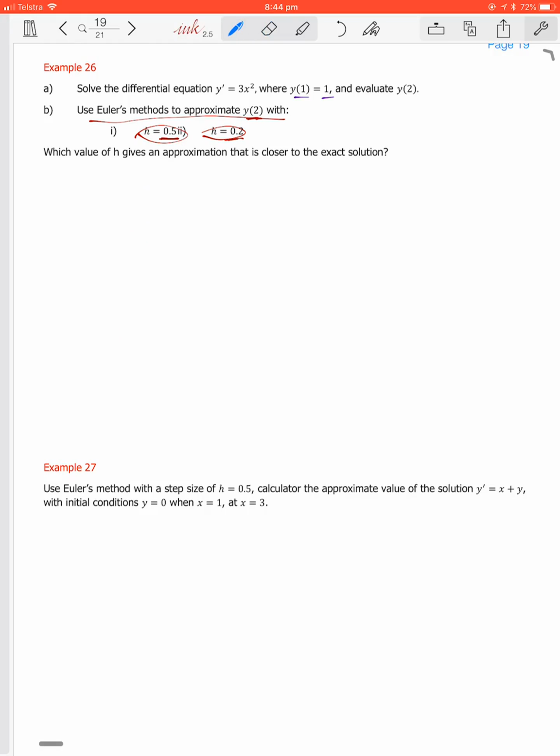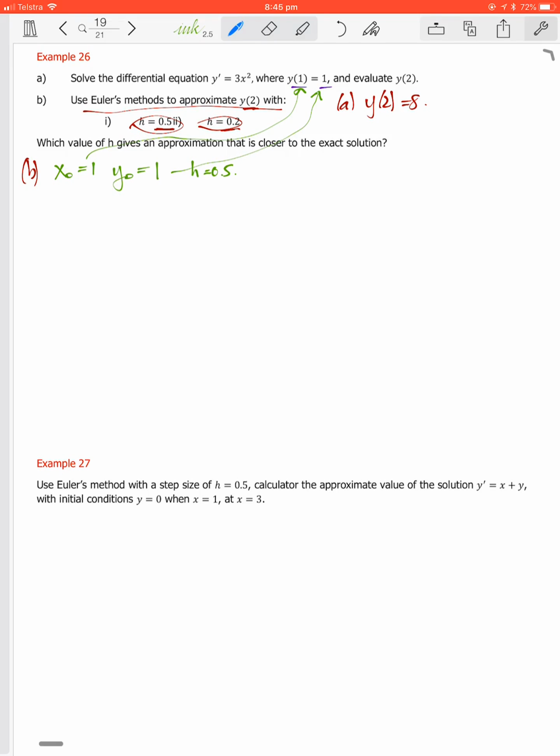So we know for a, y of 2 is equal to 8. So that was our exact value. Now if I use h values of a half, so let's say b. Now we know our initial condition, x naught is equal to 1. That comes from here. Y naught, our initial y value, is equal to 1, and that comes from here. We want to find y of 2. We know that our h value is 0.5, so h equals 0.5.